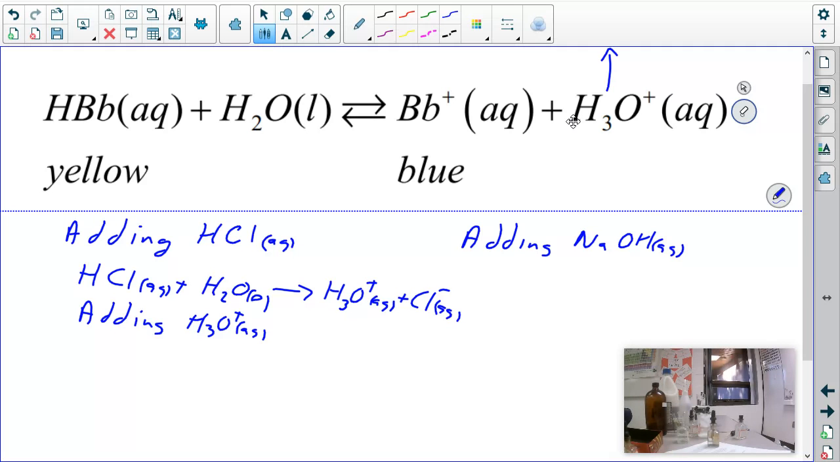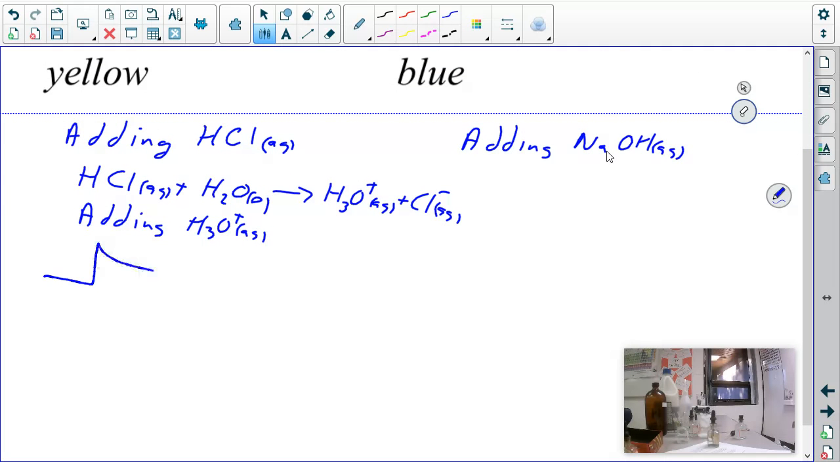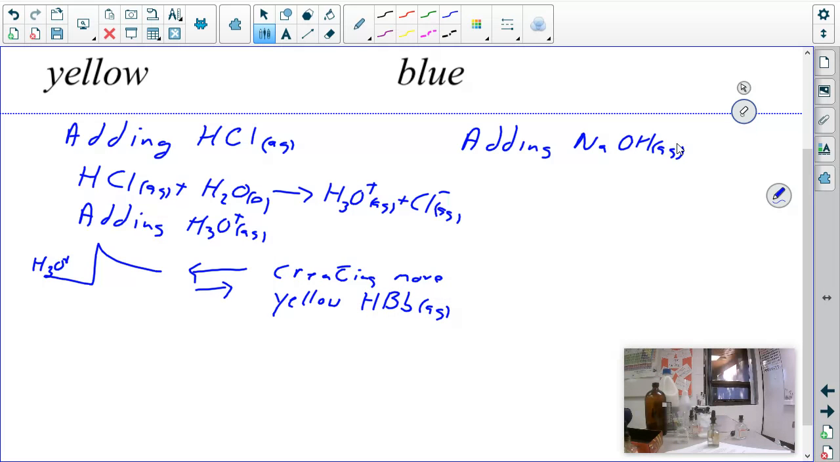The system wants to fight us with that adding. So since we're adding more HCl, or sorry, H3O plus, it wants to go back to where it started. The only way it can do that is to shift the other direction. Okay? So the reverse reaction will speed up, the forward reaction will stay the same. We have a shift creating more yellow HBB. Okay?